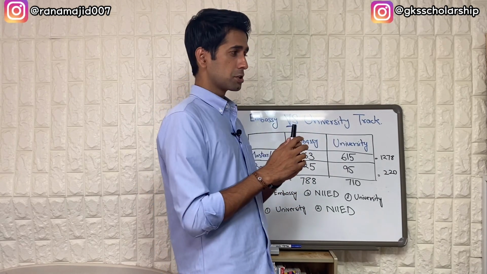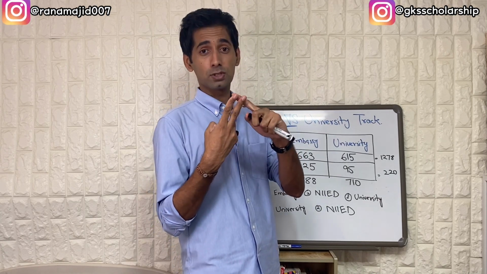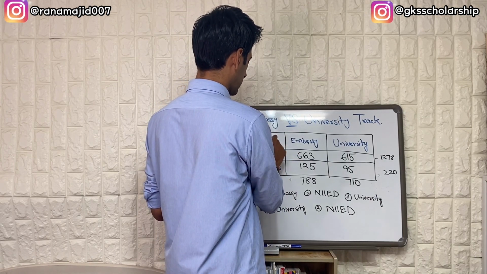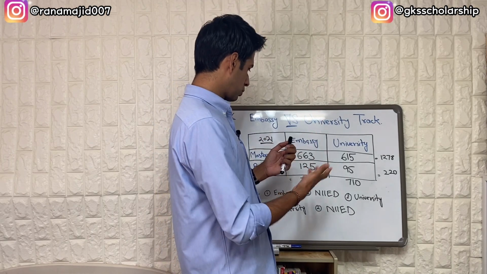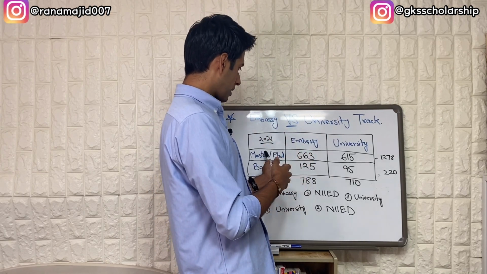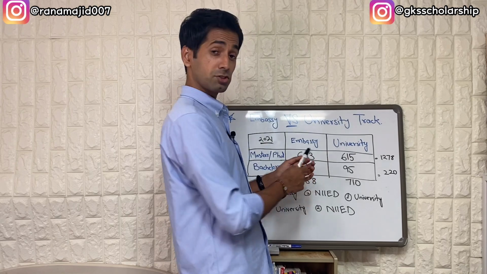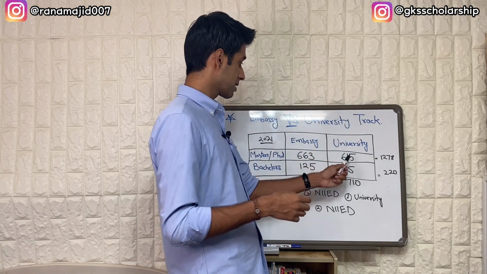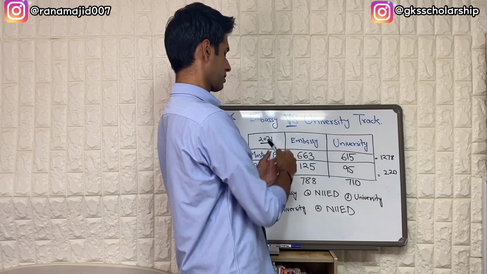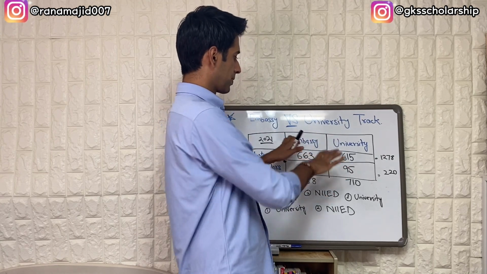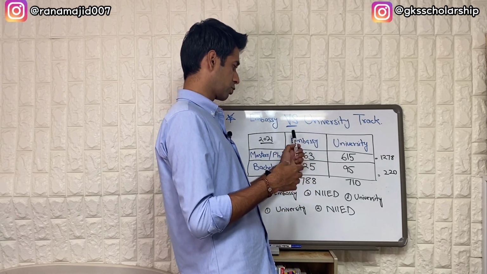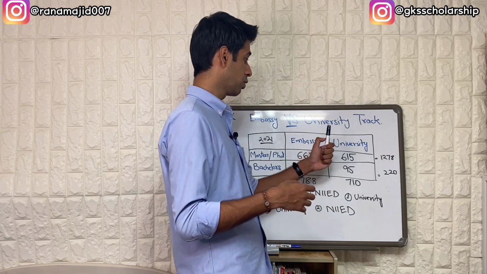So guys, in the GKS Scholarship, you can apply through the embassy and also through the university track. First of all, let's see the data for the year 2021. Like I told you in the last video, GKS is for masters and for bachelors too. In the masters embassy track, 663 students were selected, and for university almost 615 students were selected. So in total there were 1,278 students for the masters and PhD program. For masters and PhD the ratio is very similar, and for bachelors 125 people were selected through the embassy track and 95 students through the university track.